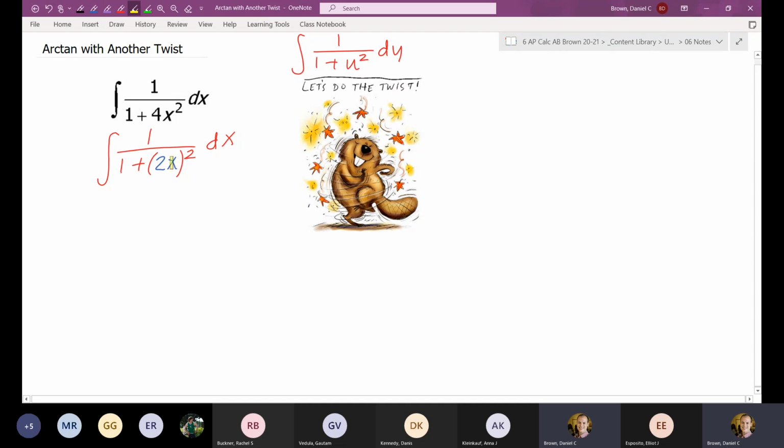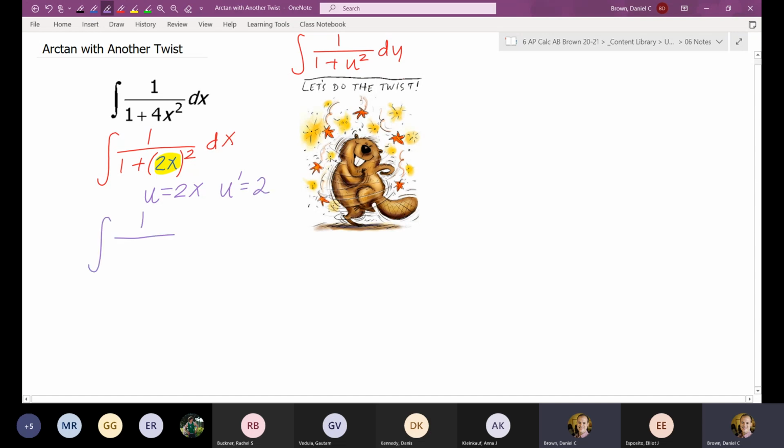And that, I think, is what makes inverse trig so much different from a regular natural log problem. In a regular natural log problem, you're used to letting the entire denominator be your u. For inverse trig, it's just what's being squared that's going to be your u. So I would have u is equal to 2x. u prime would be equal to 2.